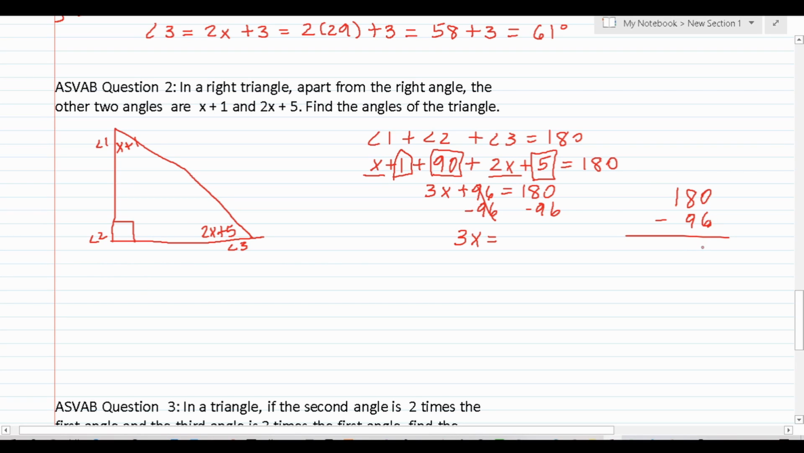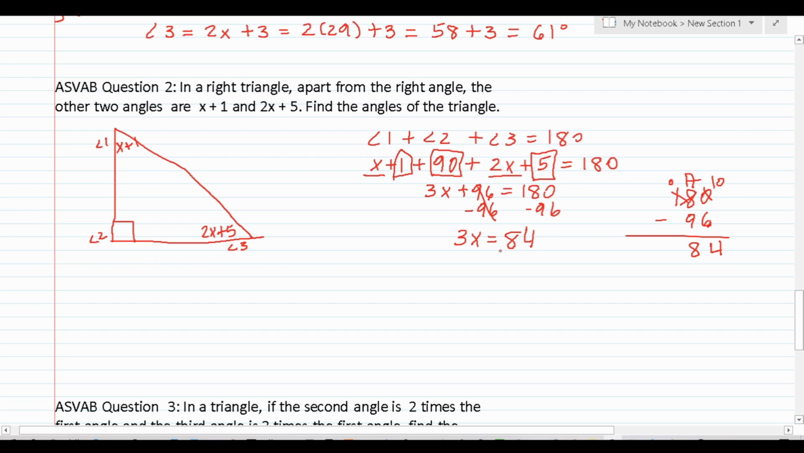0 minus 6 we can't do. We have to borrow. This becomes 7. This becomes 10. 10 minus 6 is going to be 4. Now we're doing 7 minus 9, which we can't do. We have to borrow. This becomes 0. This becomes 17. 17 minus 9, of course, is going to be 8. All right, so we have 3x equals 84.